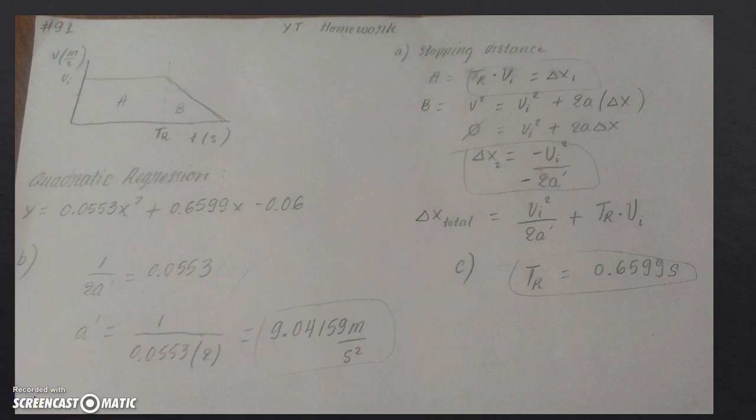So to solve for a prime, I set this expression equal to this, because if you take the v initial squared as x, then you get the same expression. So I solved for a prime, and I got that a prime equals 9.04159 meters per second squared. Then that would be your acceleration. And then for part C, the responding time.